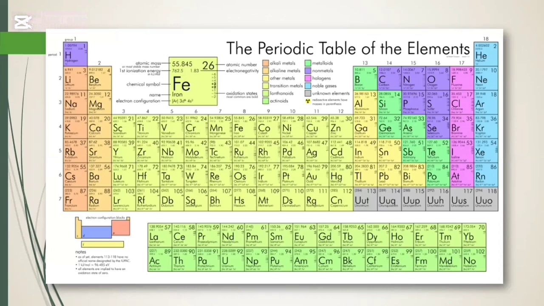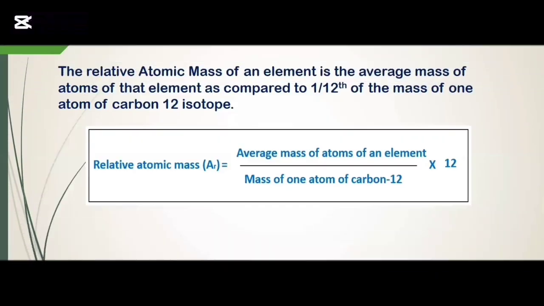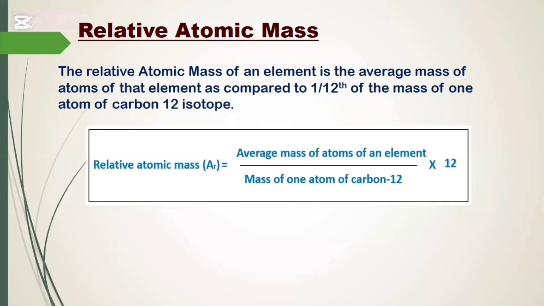Now we move on to the relative atomic mass of an atom. What is this? This concept was introduced by a scientist called John Dalton in the early 19th century. Relative atomic mass is the average mass of all the atoms of an element, compared to 1/12 the mass of a carbon-12 atom. So it considers the masses and the abundances of all isotopes of that element.